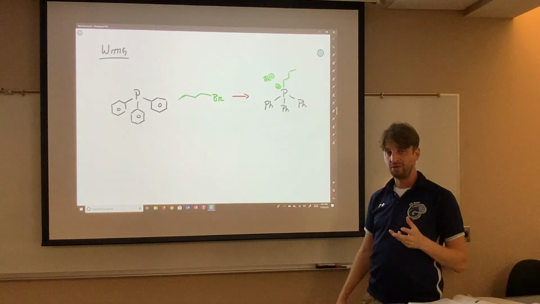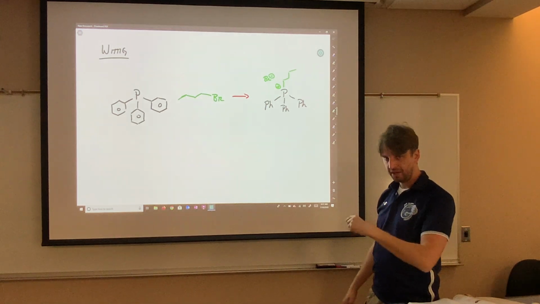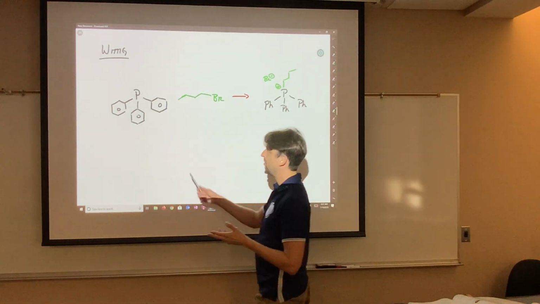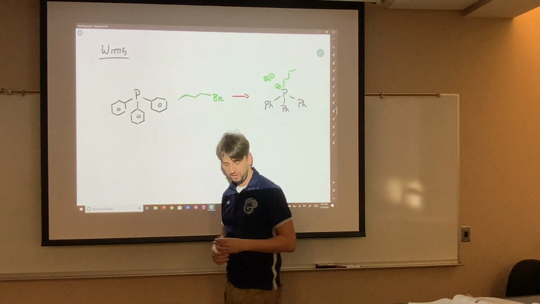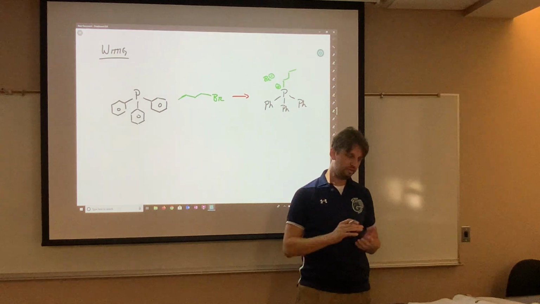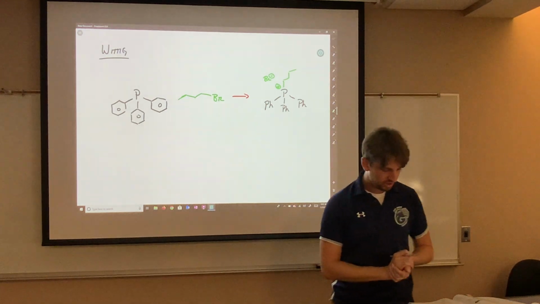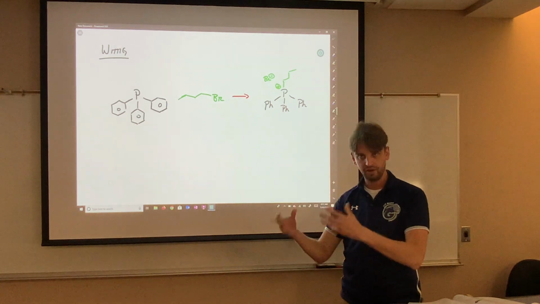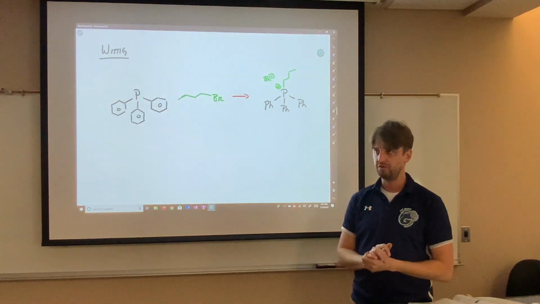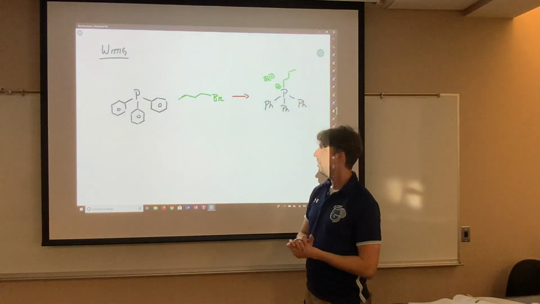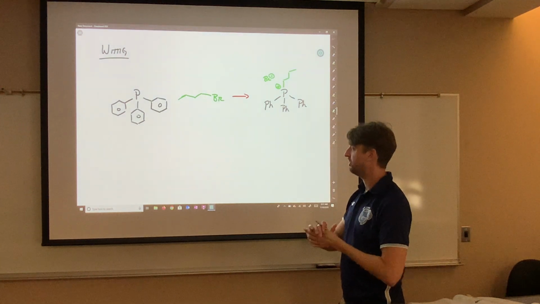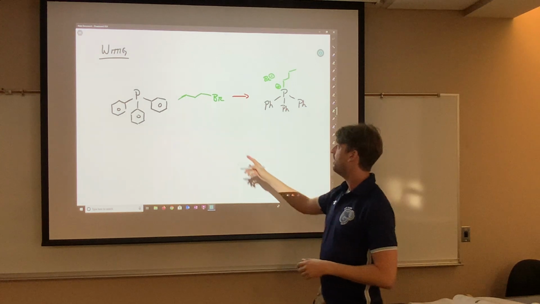What reaction happened? Can you guys draw the mechanism for this? You better, right? So phosphorus has a lone pair on it, which makes it a very good nucleophile. This is why, as I mentioned, it's useful in a lot of different places.